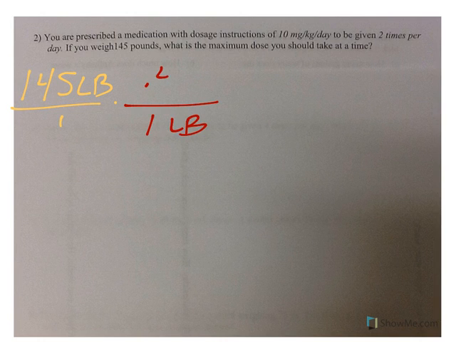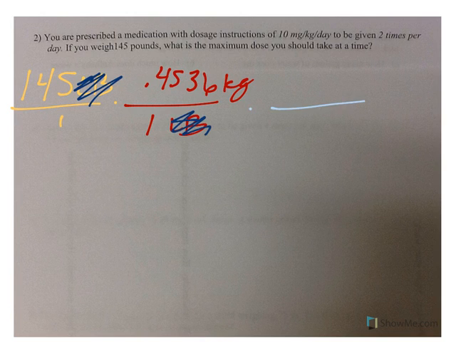What about you? You are prescribed medication, dosage of 10 milligrams per kilogram per day, to be given twice a day. You weigh 145 pounds. What is your max dose? Okay, so you start with you. You are 145 pounds. First thing, get you out of pounds, get you into kilograms, because we don't know how much drug you need until your pounds are gone.